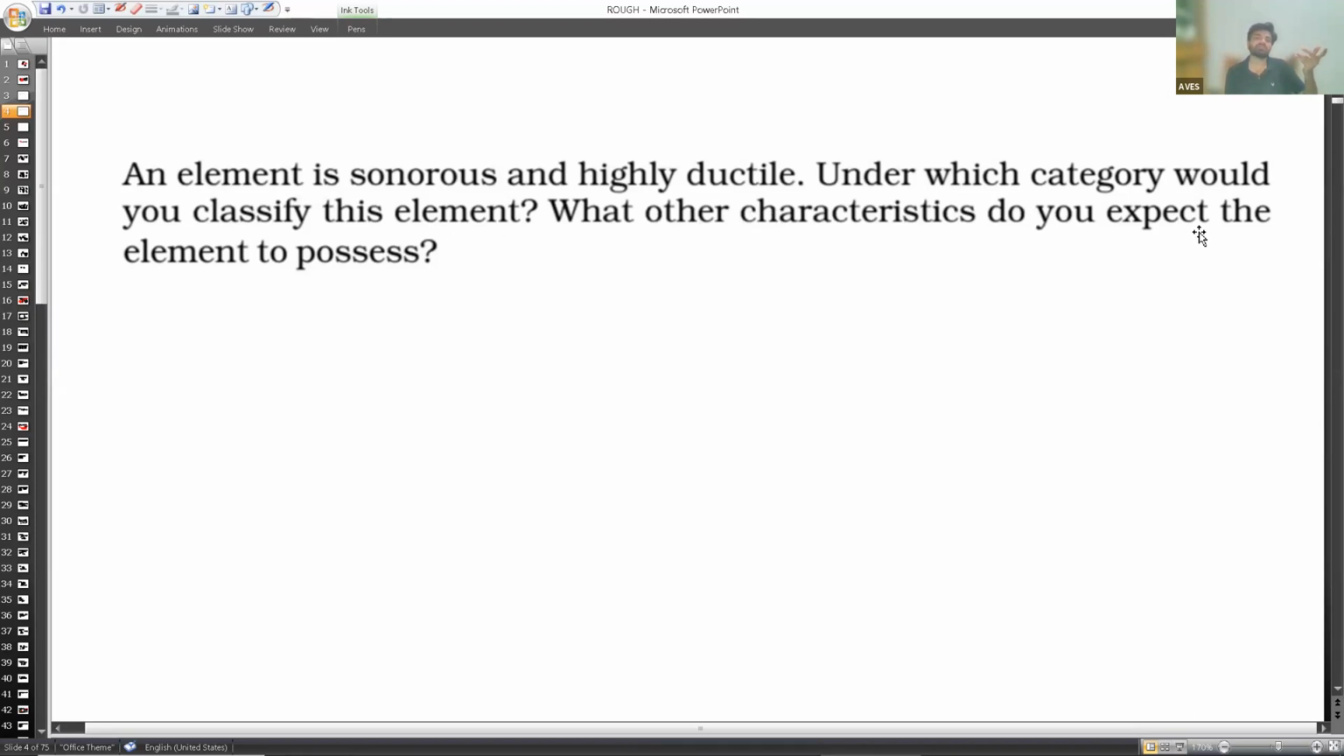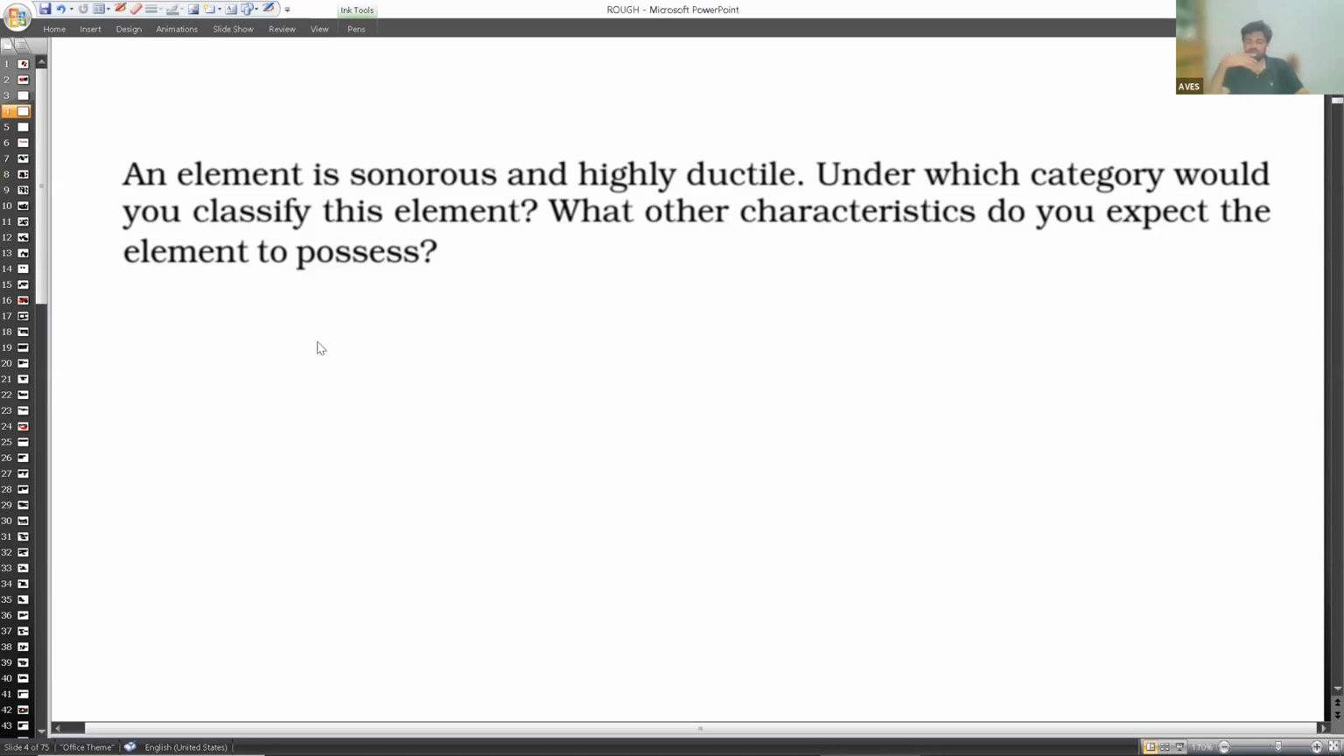And what other characteristics do you expect the element to possess? That it can be a good conductor of electricity. Okay, and it might have high melting and boiling points. Mercury can be liquid, so we will use the word might, because there are many metals that have low melting points. So it might have high melting and boiling points, and good conductor of electricity.